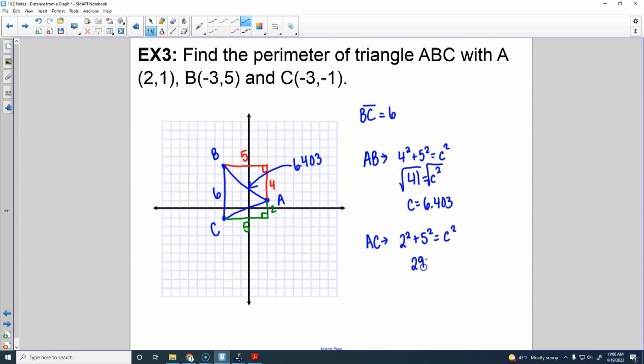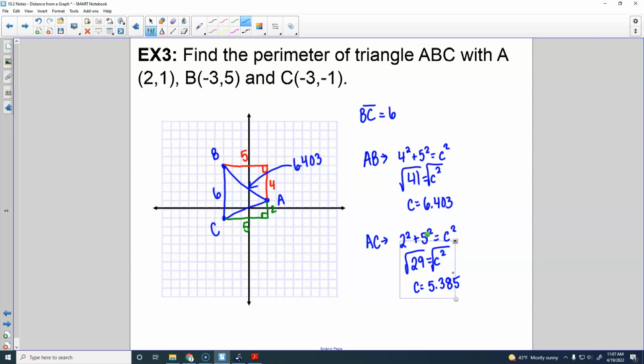All right. And then what's my last step on that one? Square root. Good. And what do we get whenever we square root 29? Give me 3 decimal places on that one. 5.385. Okay. Now, these are not our answers here because they asked us for perimeter.